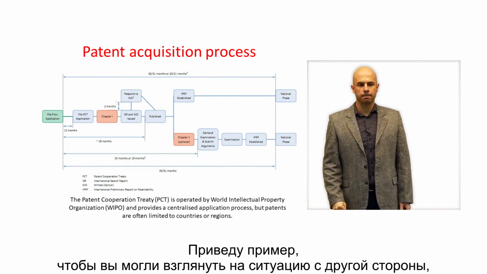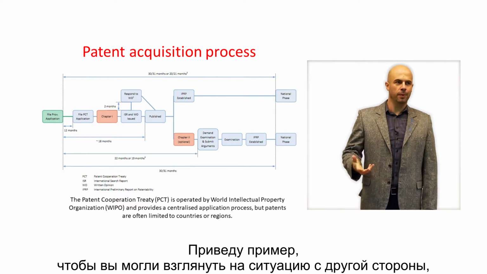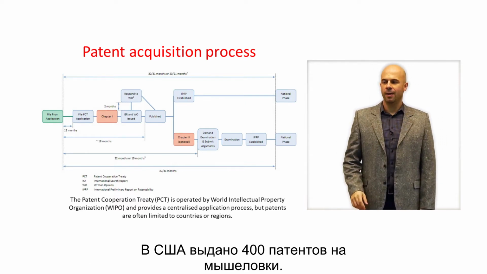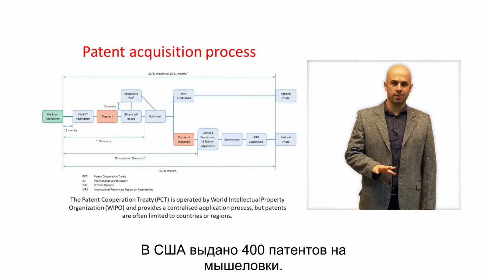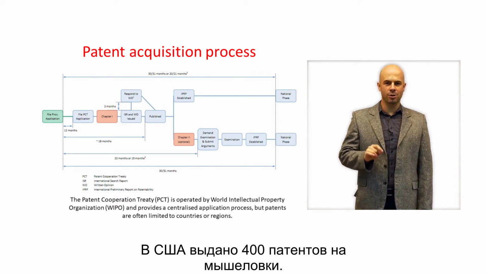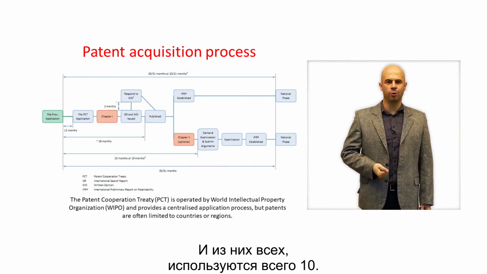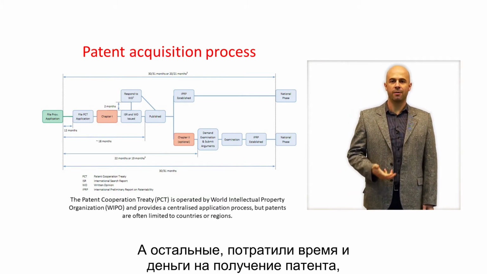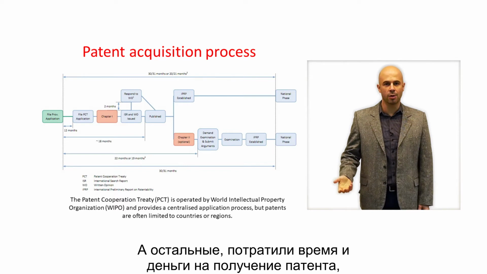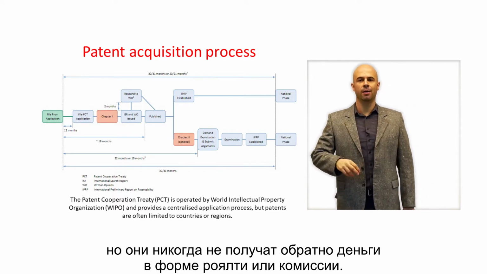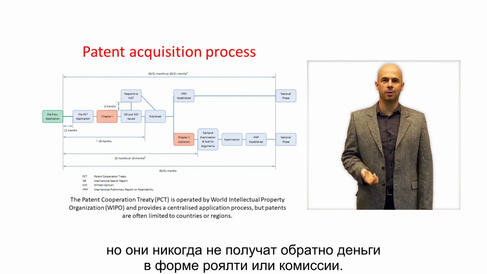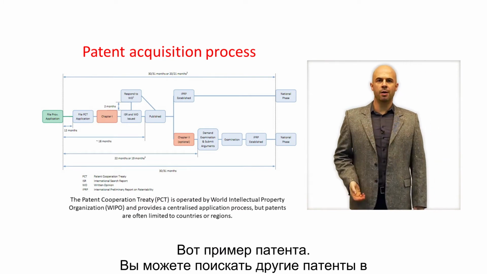Just to give you one example to put things in perspective, there are about 400 patents of mouse traps registered in the US. And out of these, no more than 10 are used. So all the others, they have spent money and time to register it, but they will never get any money back in the form of royalties or commission. This is one example of a patent.